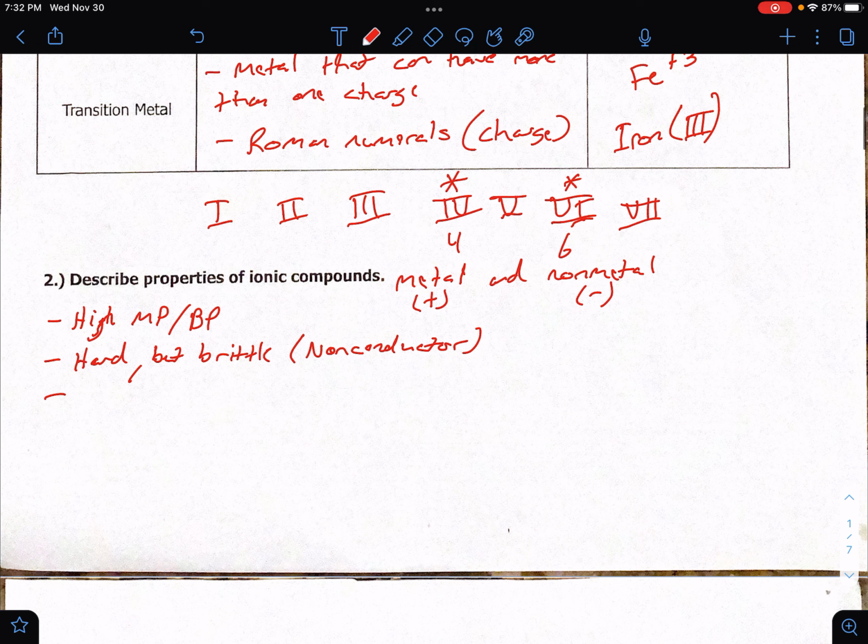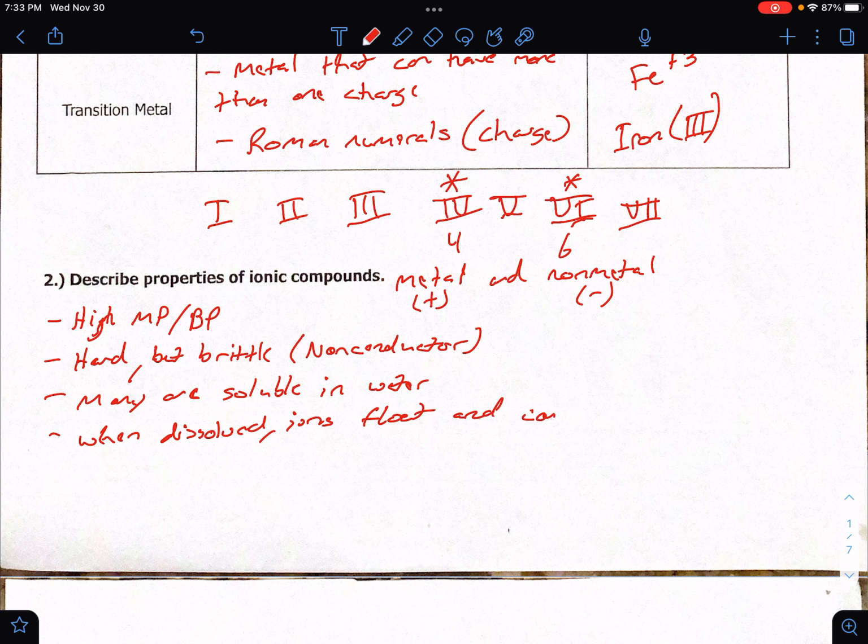Now, they are dissolvable, so many are soluble. That basically means you can dissolve them in water, so they're soluble in water. Next one is when they are dissolved: the ions float and conduct electricity. So as a solid, they can't really conduct electricity, but when they're dissolved in water, they can. And those are called electrolytes.